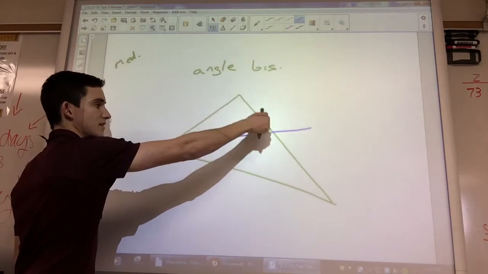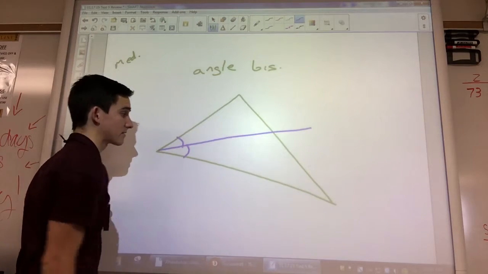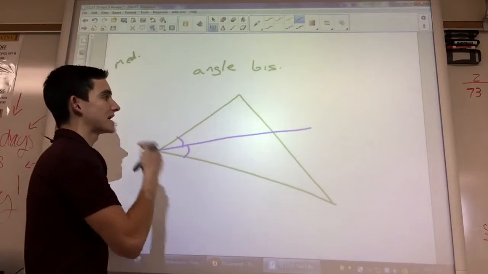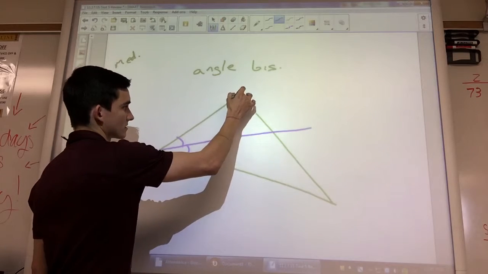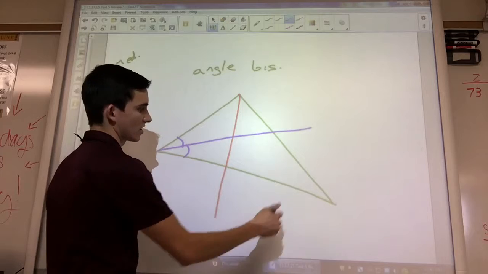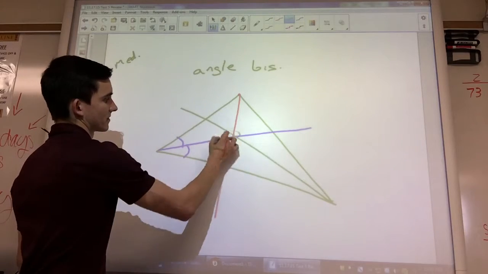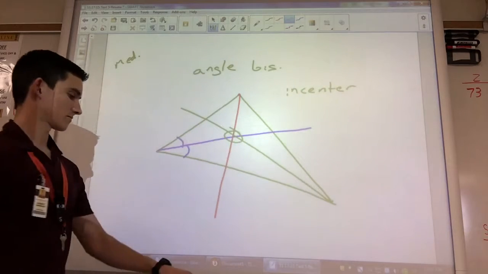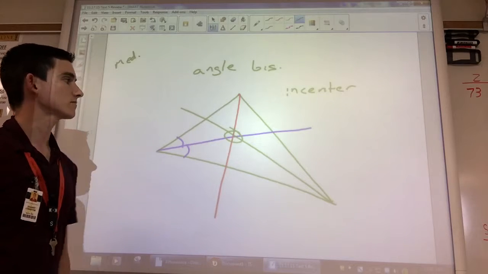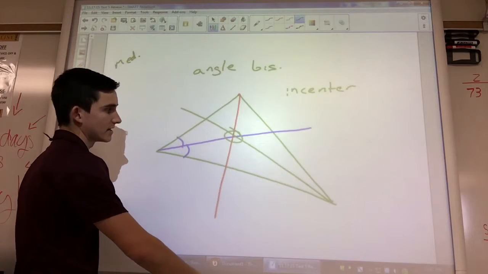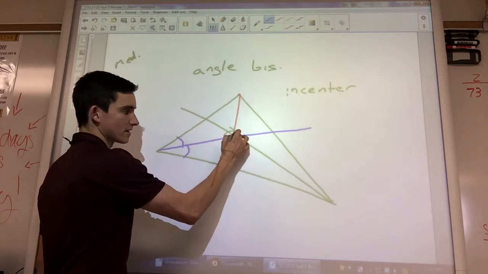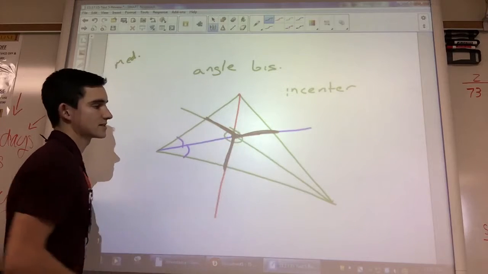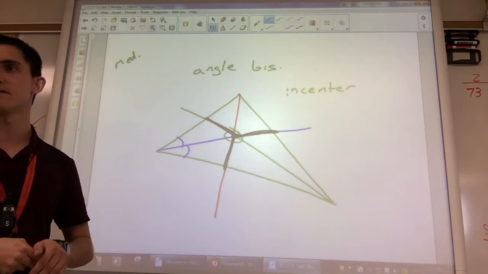So the length of this part isn't necessarily equal to the length of that part, but it's an angle bisector. It bisects the angle. That's all it does. And when you have all three angle bisectors join together, they intersect at what's called an incenter. And what's special about the incenter is that the distance from the incenter to any of the sides, from here to here to here, they're all the same distance. That's what's special about an incenter.